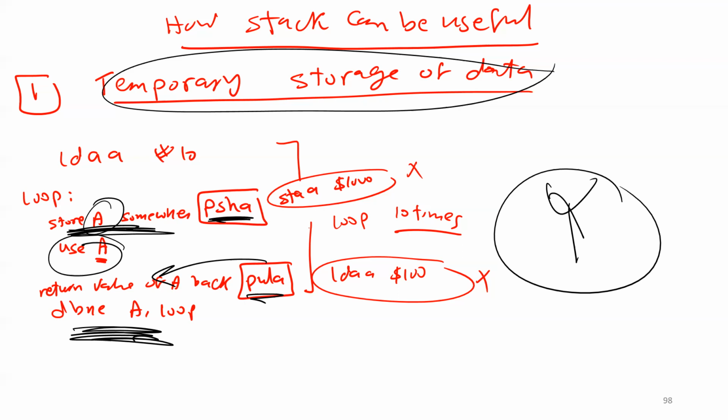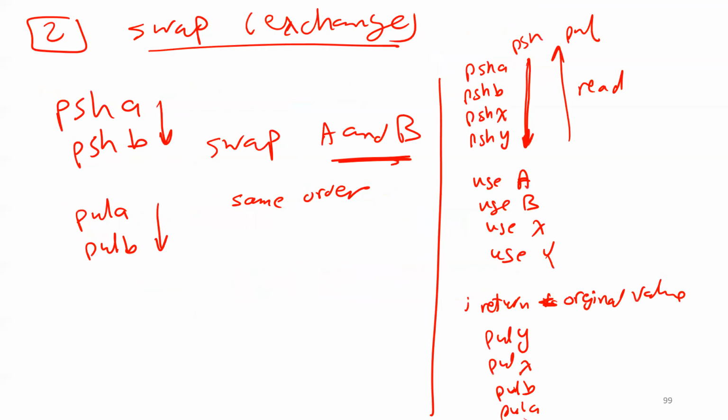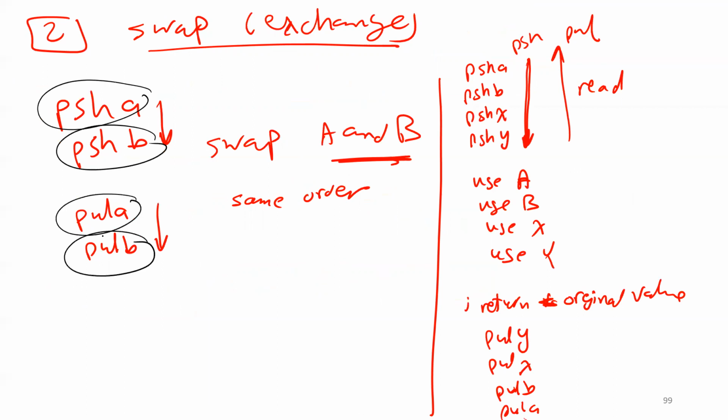One more thing I want to tell you here, guys. Just an observation. Look at what I'm going to do right now and try to think about it. If I push A, push B, then pull A, pull B, it's the same order. So here I push A, push B, pull A, pull B. It's the same order. So here A, B, here A, B. You know what I did? It's the same order, but actually, I did a swap.